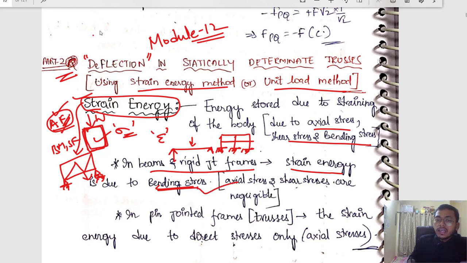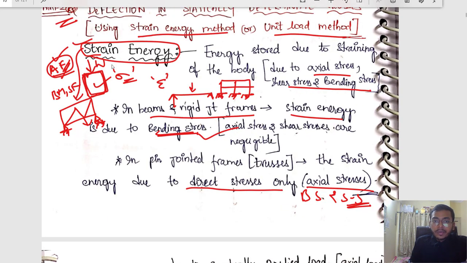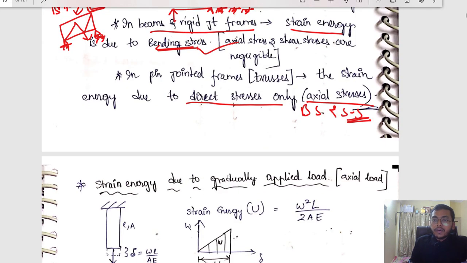Whereas in pin joint frames, the strain energy is due to direct stresses only. Direct stresses, that is axial stresses only, because your bending stress and also shear stress are negligible. I hope it is clear. You can go through the theory once. You will be having the hard copy, right? Just go through the theory once so that you will be perfect in it.